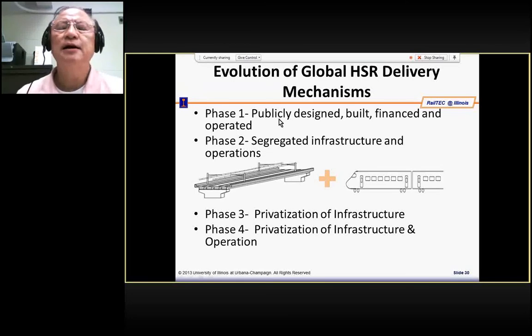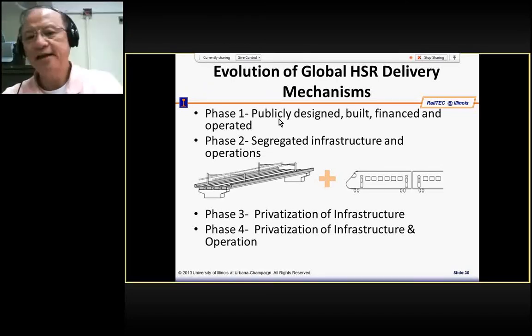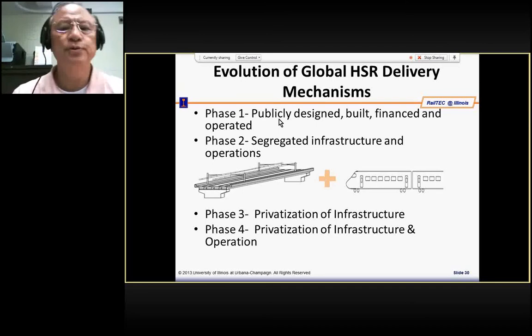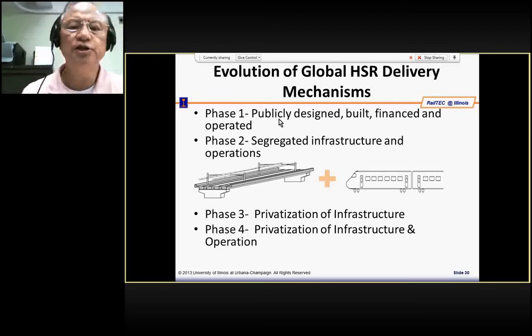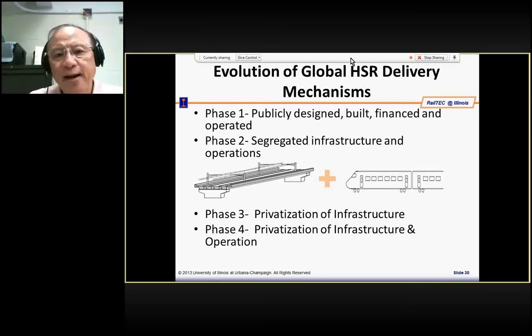In the first high-speed rail, or the second in Japan, or the second high-speed rail in France, or some of the high-speed rail built in that early stage, most of them are public design, public build, public finance, and public operate. In other words, it's a government business. It's a government which designed, built, financed, and operated.